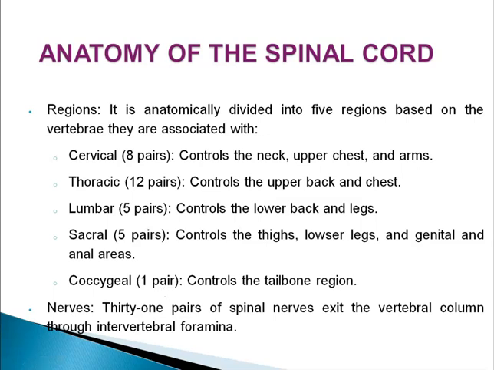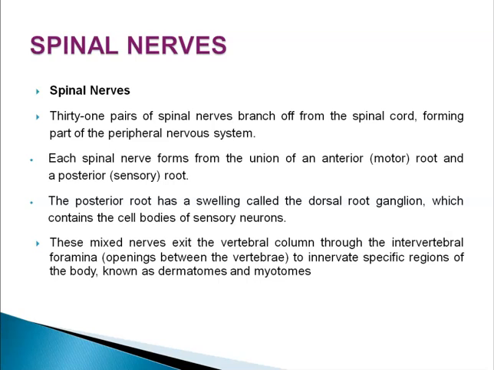Totally there are 31 pairs of spinal nerves which exit the vertebral column through the intervertebral foramina. These 31 pairs of spinal nerves are a part of the peripheral nervous system, and each spinal nerve is formed by the union of the anterior root, which is a motor root, and the posterior root, which is the sensory root. The posterior root has a swelling called the dorsal root ganglion, which contains the cell bodies of the sensory nerves. I'll show you the picture in the next page.